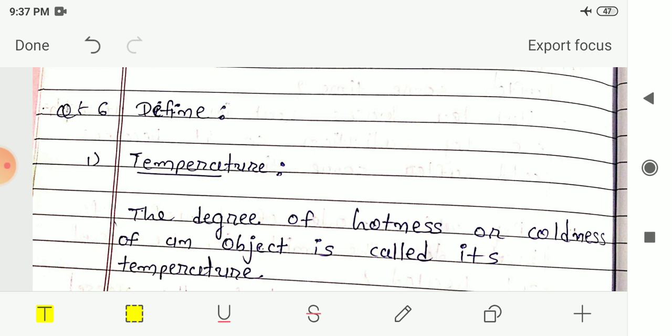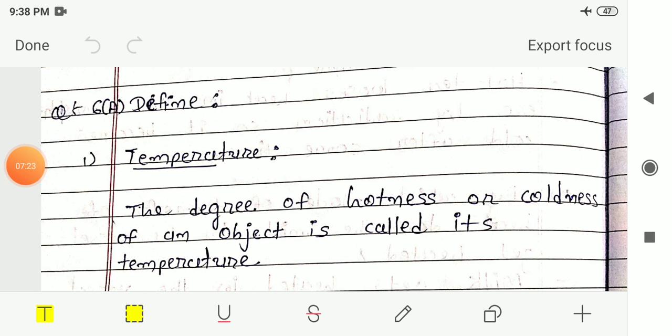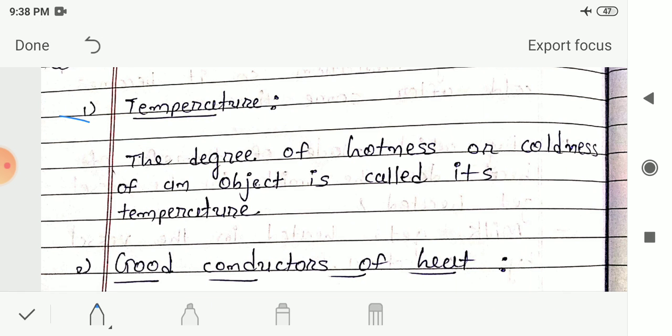In the previous video we had seen the extra exercise: choose the correct options, fill in the blanks, answer in one word, true false, and answer in one sentence. So now let us continue with the next exercise, that is question 6a, define. The next question is define the following. The first definition is temperature. The degree of hotness or coldness of an object is called its temperature. The degree of hotness or coldness of any object is known as its temperature.